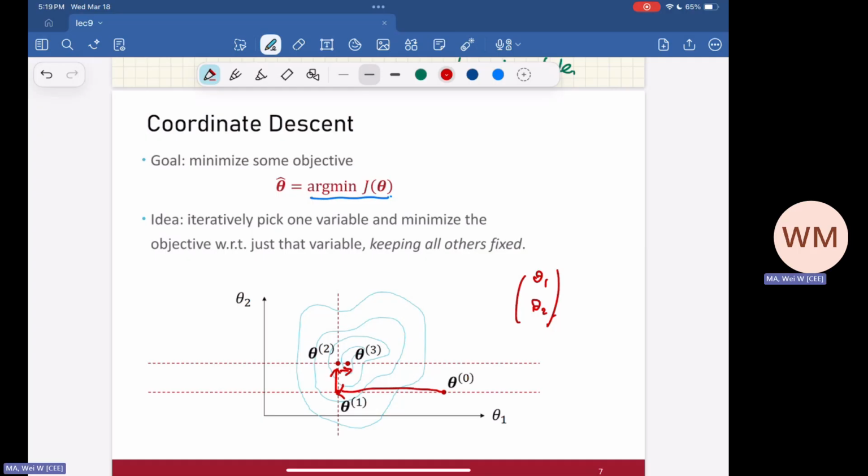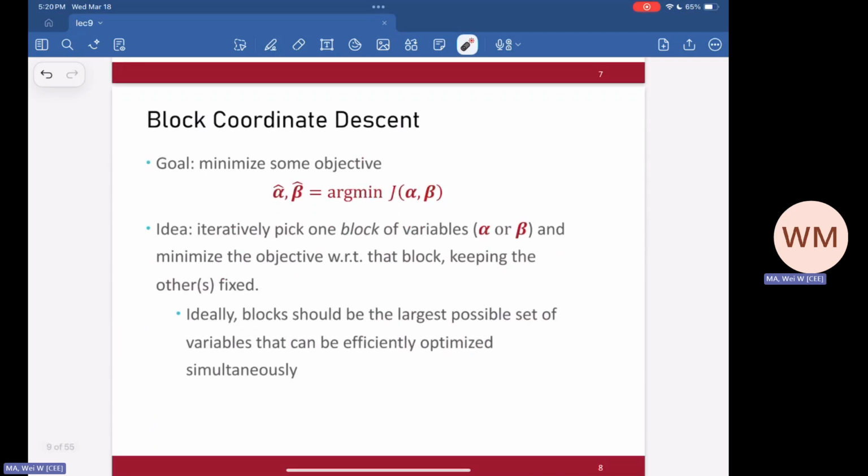So do you have an idea why we want to do this? Basically, if you are updating theta 1, you will view theta 2 as known. Then when you calculate the derivative, it becomes much simpler. Previously you had to calculate the two-dimensional derivative. Now it's just a one-dimensional derivative. It's much simpler. Usually, given some particular problem, if you notice that it's difficult to calculate the full derivative, maybe coordinate descent is a good option.